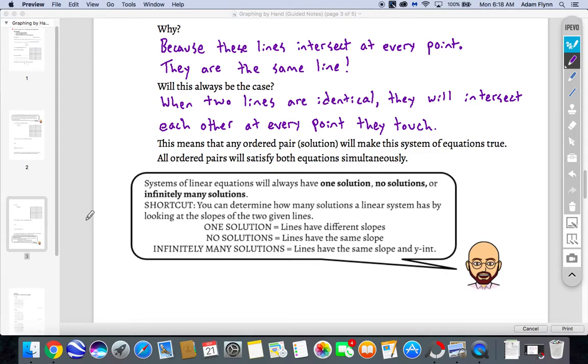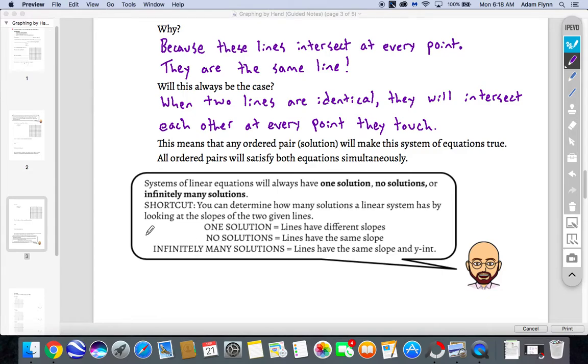So down here, I have a little cheat sheet for you. This could be useful. Systems of linear equations will always have one solution, no solutions, or infinitely many solutions. There is no such thing as having two solutions, for example, or 8 solutions, because you can't have two lines that are going to cross in two different places. If a line is intersected by something in two or more different places, that second function is not a line.